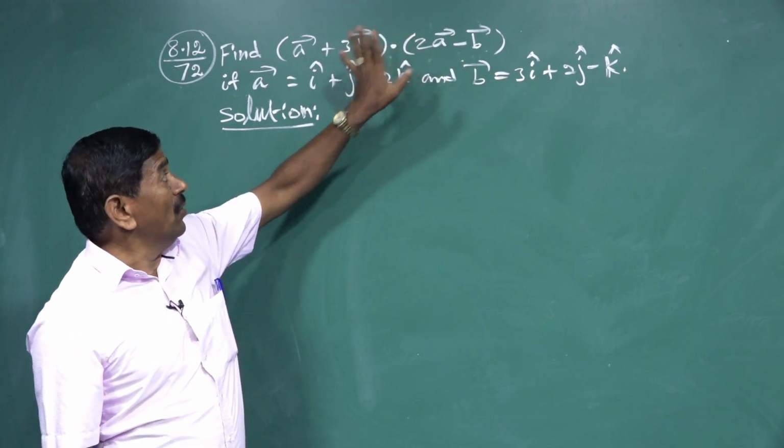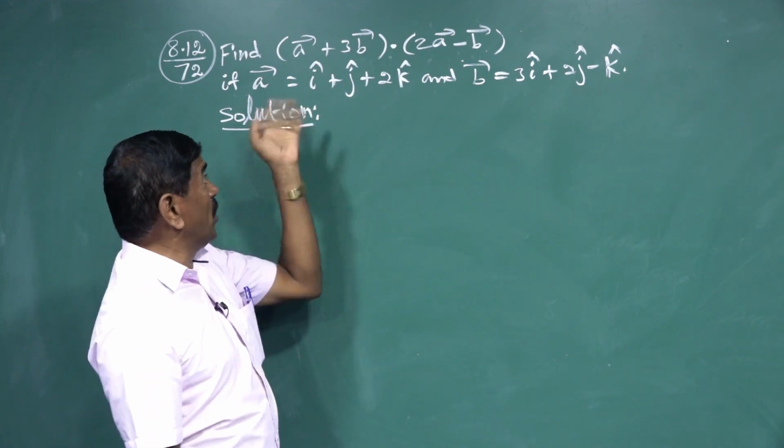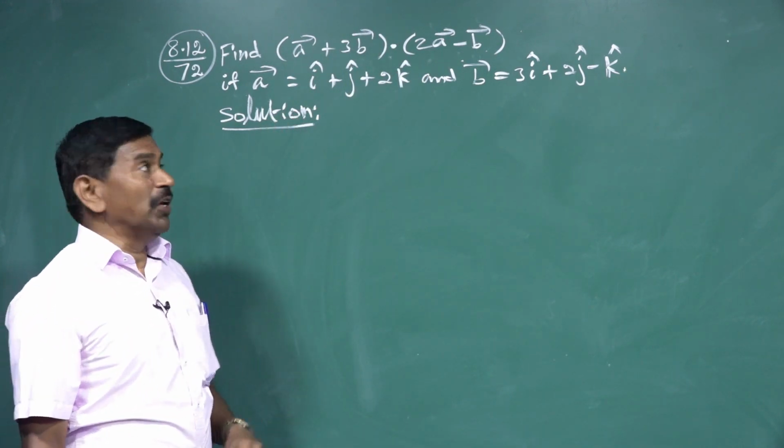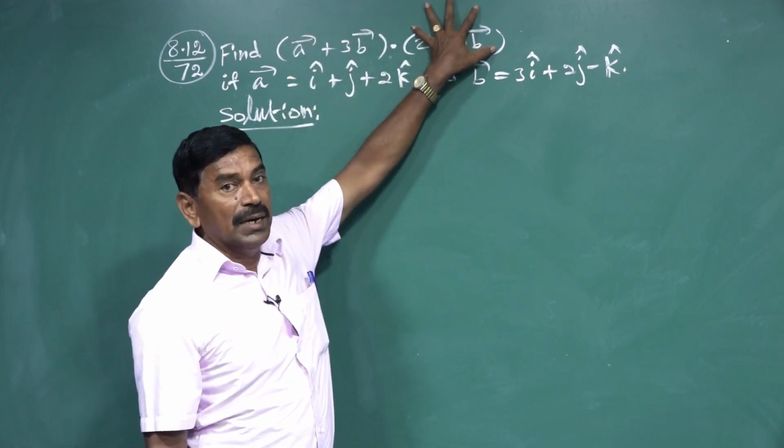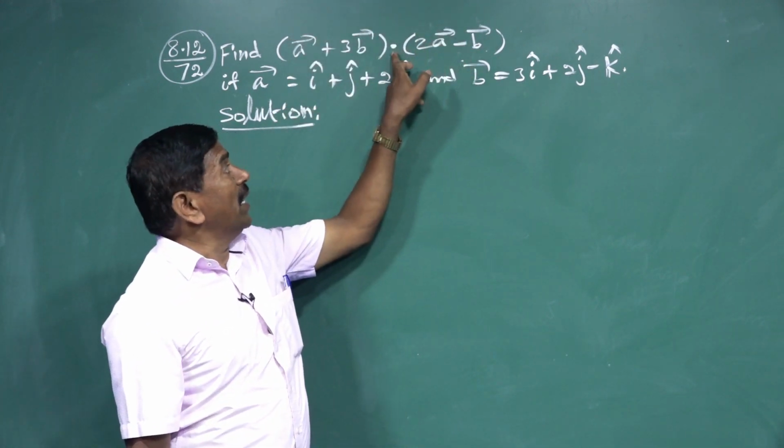Okay. What is the working rule? Can you tell me the working rule? Very good. First complete the first bracket, then find the second bracket, then take the dot product.